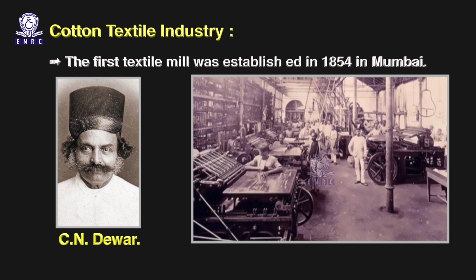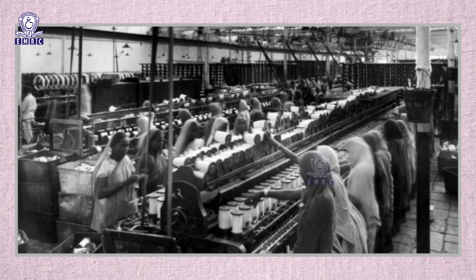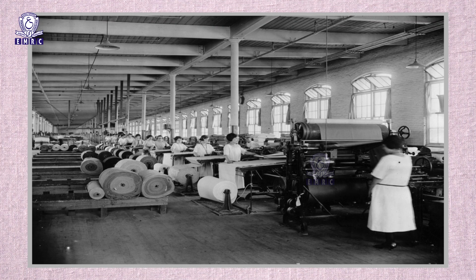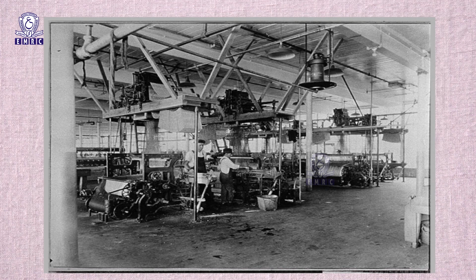The first textile mill was established in 1854 in Mumbai by C.N. Devar. The fast growth of cotton textile occurred in 1870 when there was much demand of Indian goods in the wake of American Civil War. Before the First World War, the number of Indian textile mills rose to 271. The demand for cloth during the Second World War led to further progress of the textile industry. The industry suffered a setback in 1947 as good quality cotton growing areas went to Pakistan. Consequently, India had to import cotton from the African countries.